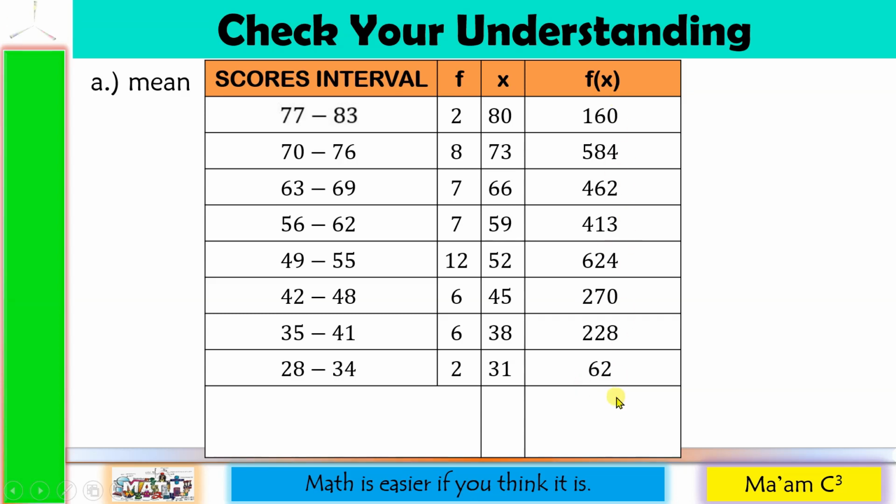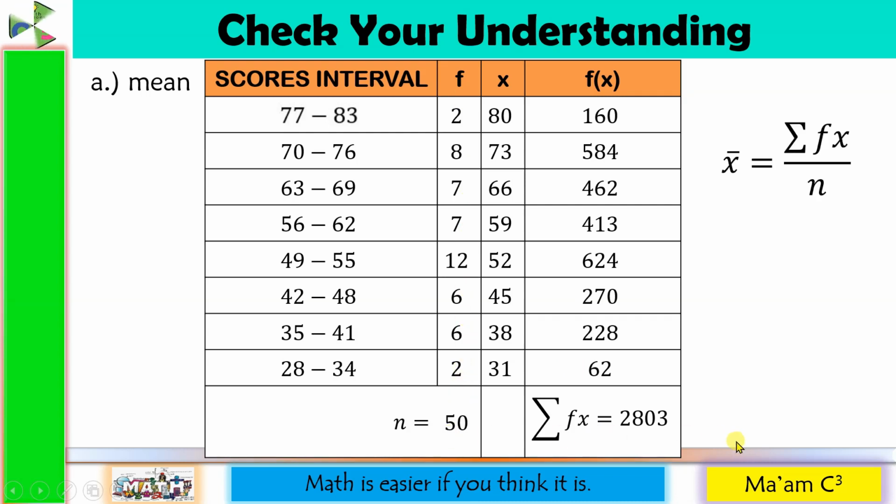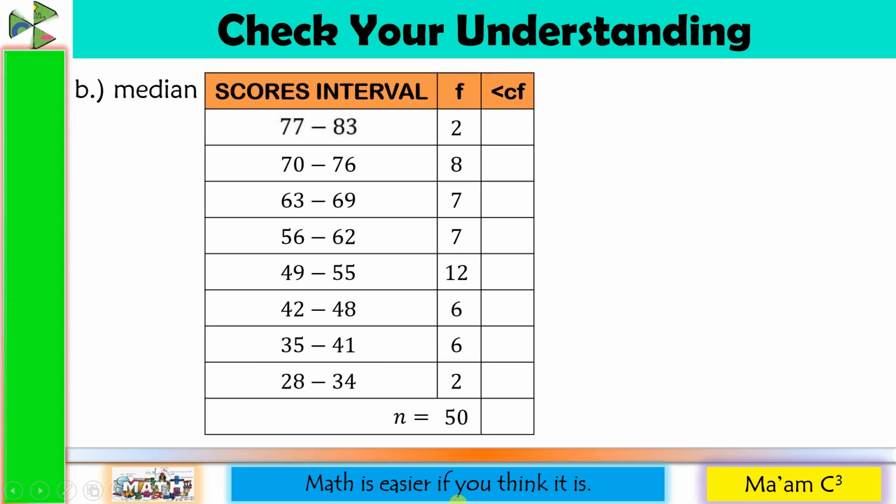Then let us sum this up, and this will give us 2,803. This is the summation of f times x. Let us also sum up our frequencies, and this will give us 50. Now let's have our formula. X bar is equal to summation of fx over n. Let us substitute the values. Summation of fx is 2,803 divided by our n is 50. And this is equal to 56.06. Now let us solve for the median.